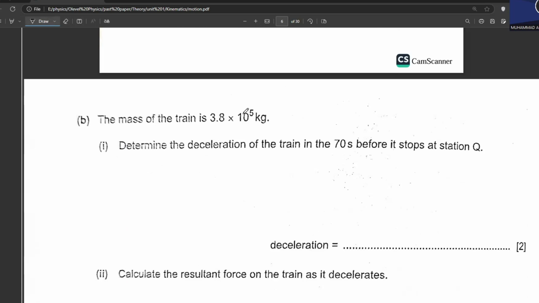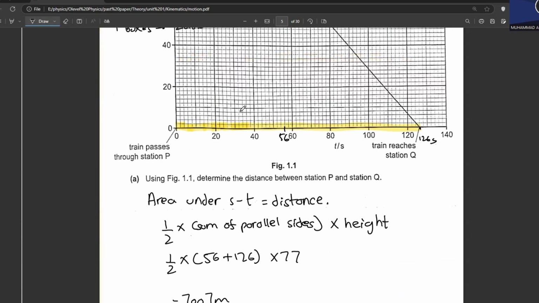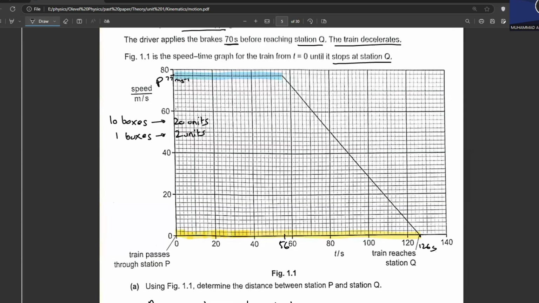The train has a mass of this. Determine the deceleration of the train in the last 70 seconds before it stops. Okay, you have to determine the deceleration in the last 70 seconds. Very easy. Calculate this point. This is x-axis 56, y-axis 77. And this point is x-axis 126, y-axis 0. Can you calculate the gradient with these 2 points?